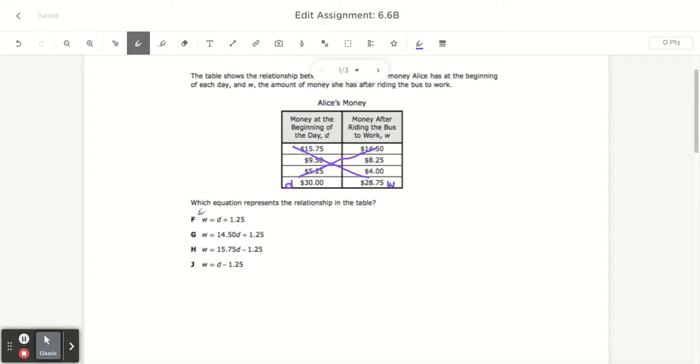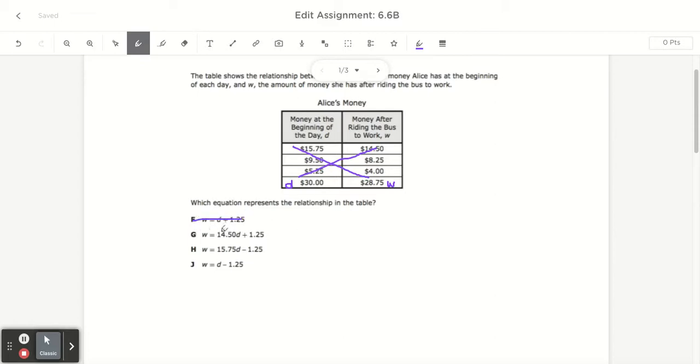So let's look at our first answer choice. The first answer choice says if you take D and add $1.25, you will get W. Well, let's look at our D. If we took $30 and added $1.25, would our number go down? No, it would go up because we're adding. So there's no way that that can be our answer. Okay, so we're going to go ahead and cross that one out and keep moving.